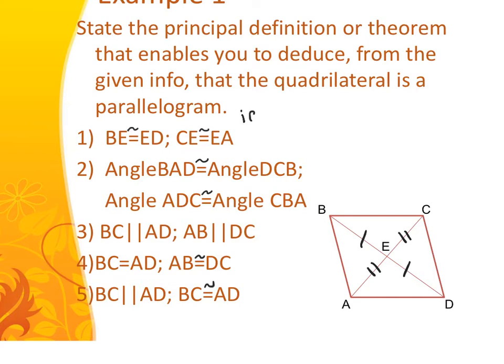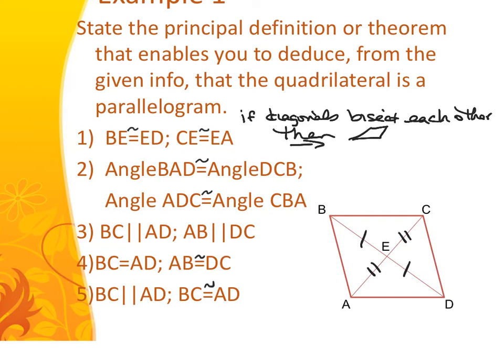So we could state that if diagonals bisect each other, then parallelogram. Or you could put an arrow and then point to a parallelogram. Then the quadrilateral is a parallelogram. But you could just put then or put the arrow and then parallelogram.